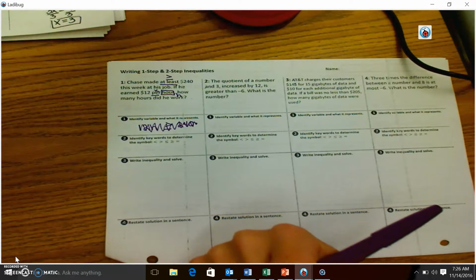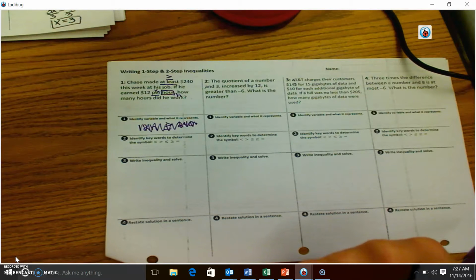Good morning. Today we're going to be talking about writing one-step and two-step inequalities. So let's begin. Chase made at least $240 this week at his job. If he earned $12 per hour, how many hours did he work?